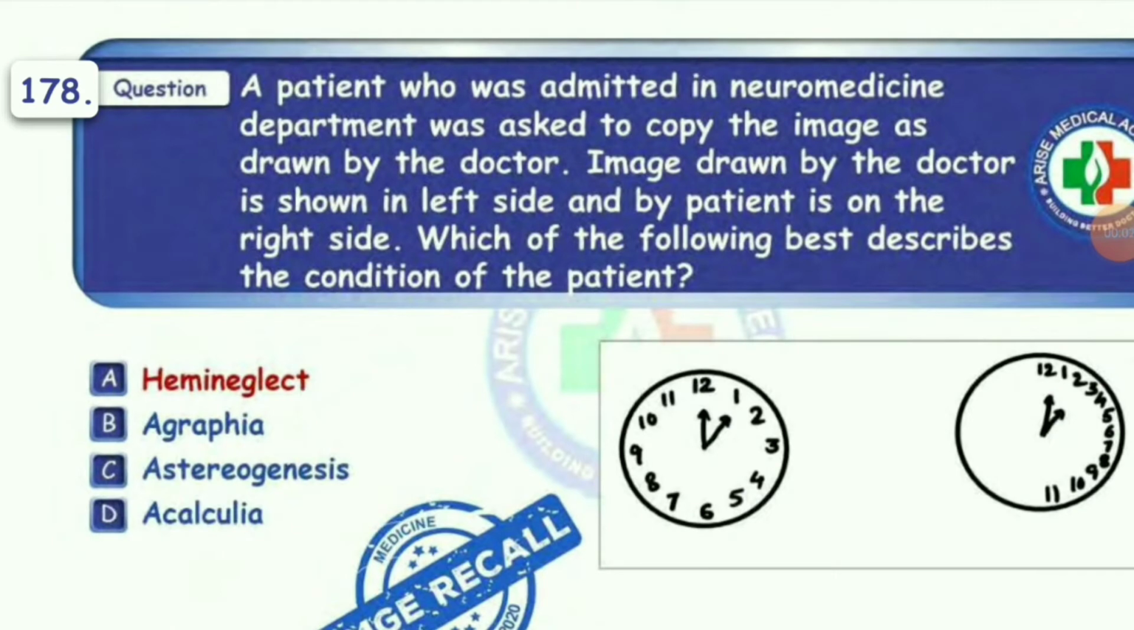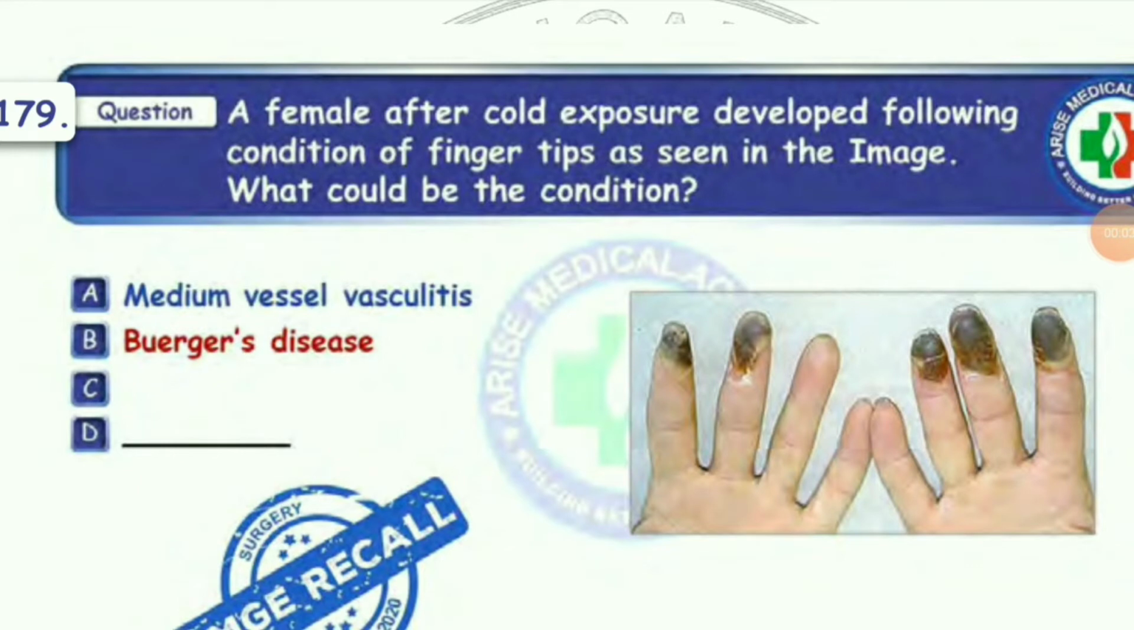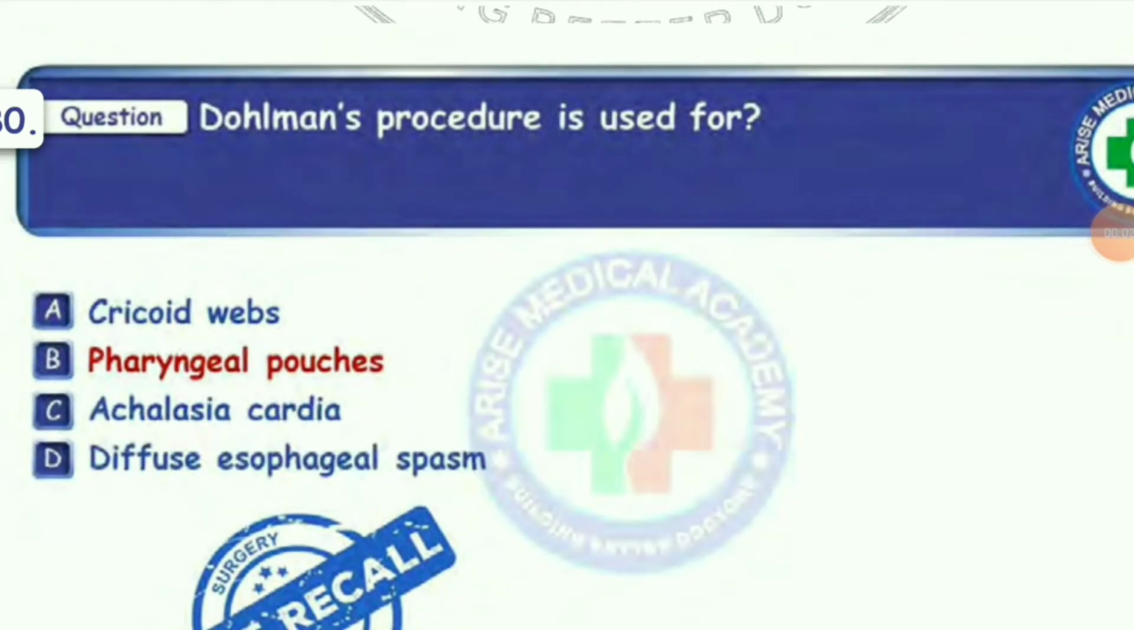Next question, a patient who was admitted in the neuromedicine department was asked to copy the image drawn by the doctor. The image drawn by the doctor is shown on the left side and the one by the patient on the right side. Which of the following best describes the condition of the patient? The answer is hemi-neglect. Next question, a female after cold exposure developed the following condition of fingertips as seen in the image. What could be the condition? The answer is Buerger's disease. Next question, Dollinger's procedure is used for. The answer is pharyngeal pouches.